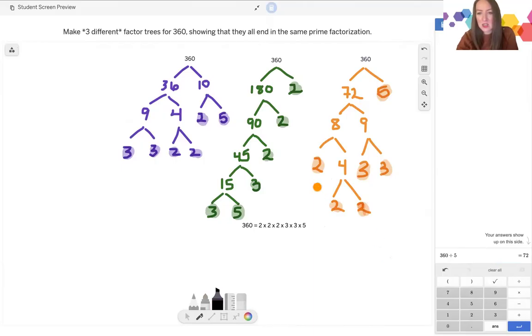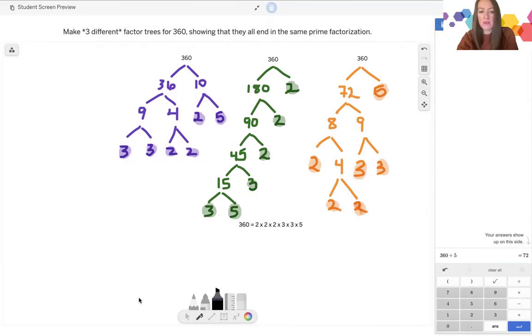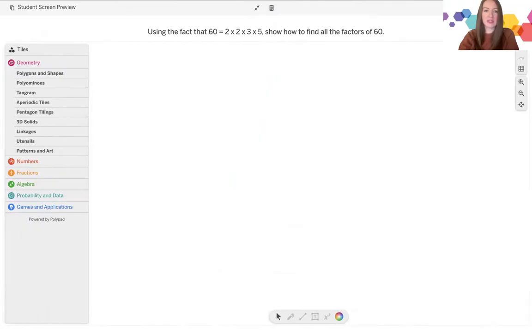Okay. I have 1, 2, 3 2s, 2 3s, and a 5. And that's it. So you can see these factor trees look very, very different from one another, but we always end up with the exact same prime factorization for 360 because it is unique, according to the fundamental theorem of arithmetic. All right, let's look at one other thing that we can do with prime factorizations.